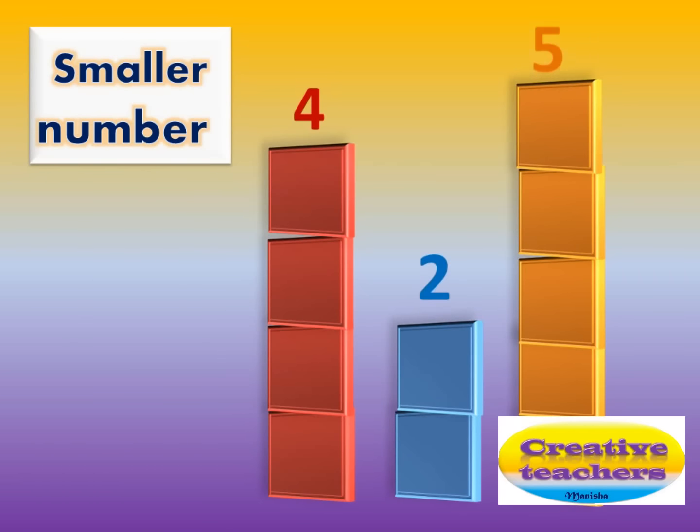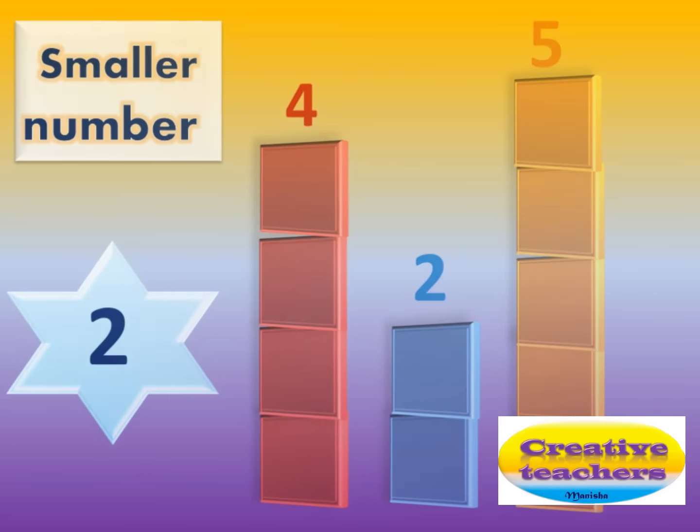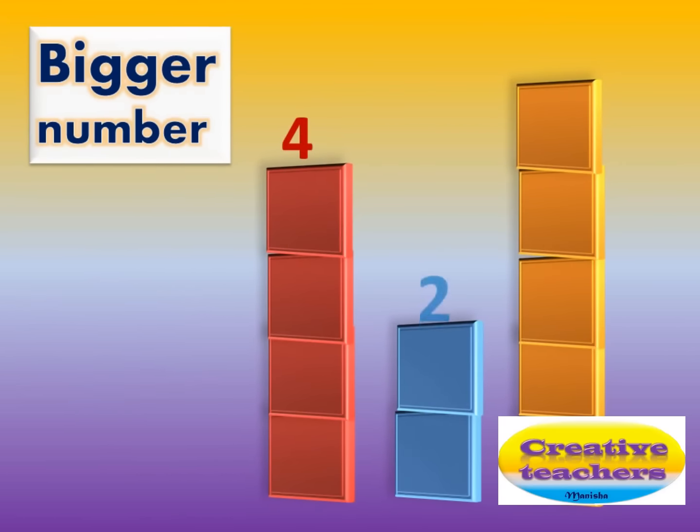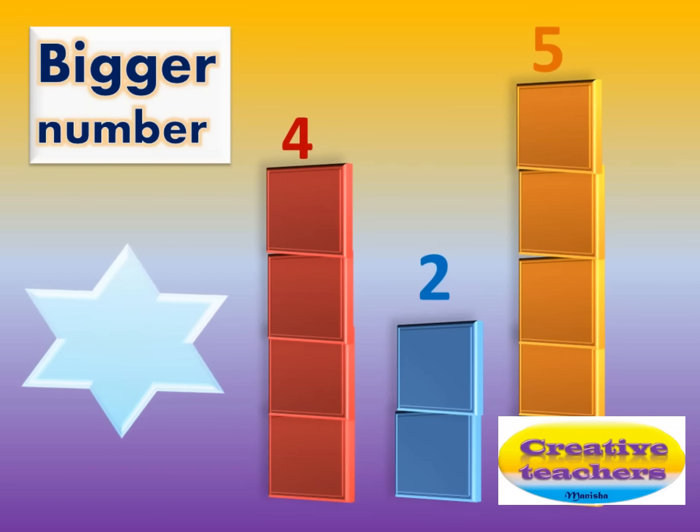Now look at the picture. Numbers 4, 2 and 5. And which is the smaller number? Correct. 2 is a smaller number. And which is the bigger number? 4, 2 or 5? Correct. 5 is the bigger number.